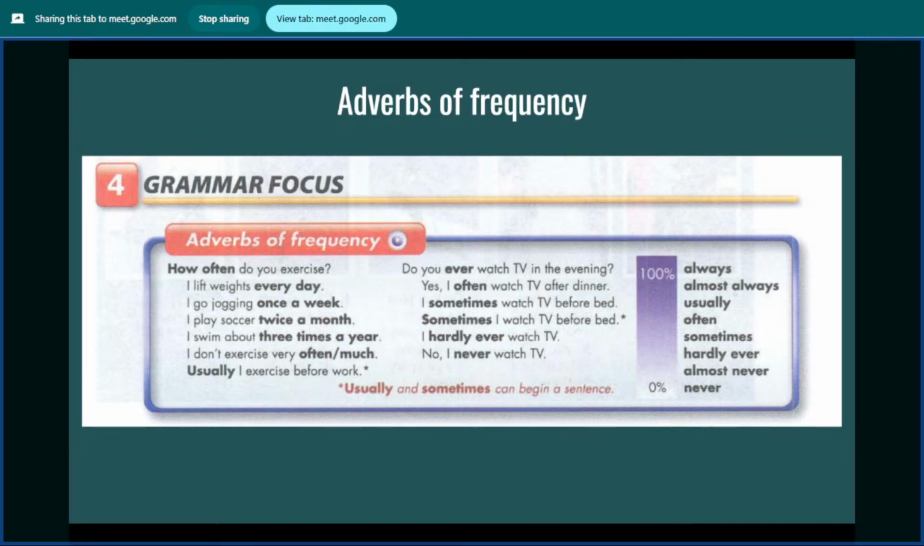So here again we are asking about frequency. You can say I go for a walk almost every day, or you can say I go for a walk every day. I go for a walk once a week. I go for a walk twice a month. I go for a walk 3 times a year. That's how you can use it.